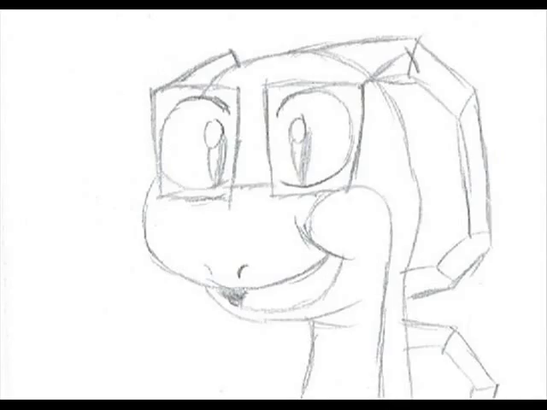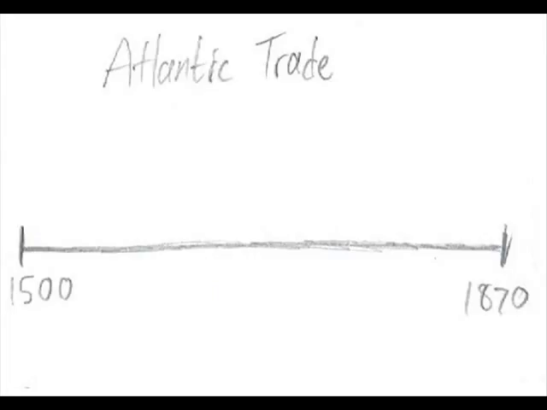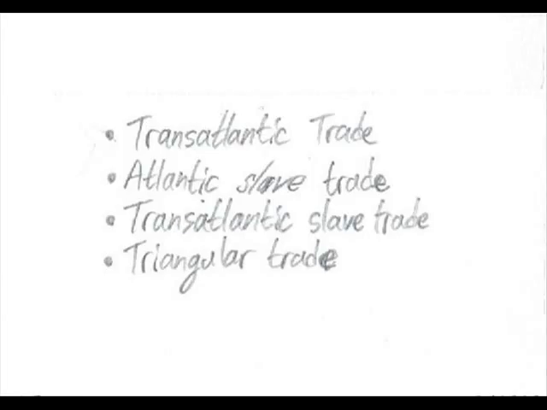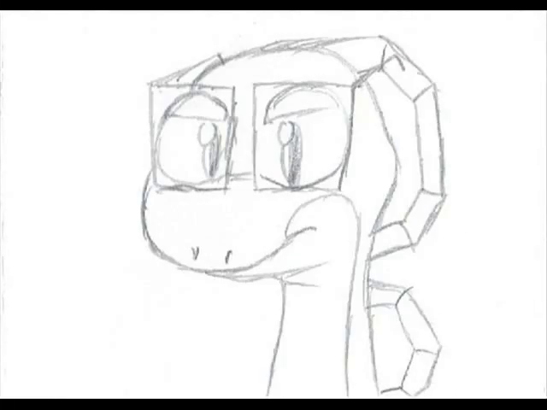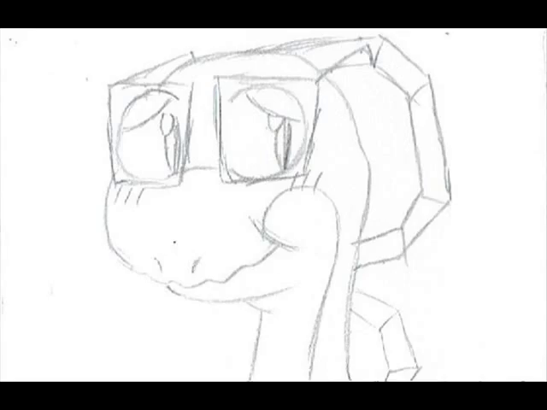Now I should inform you guys about the Atlantic trade. The Atlantic trade lasted from the 1500s to about 1870, and is called many other things, such as the transatlantic trade, the Atlantic slave trade, the transatlantic slave trade, and the triangular trade. This does not mean that the Atlantic trade was focused only on slaves and enslavement, although slavery did play a key role in the Atlantic trade later on.